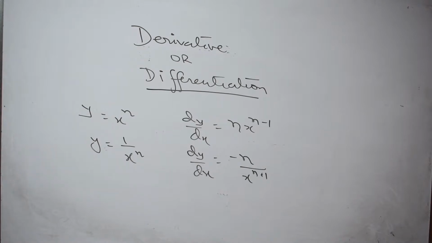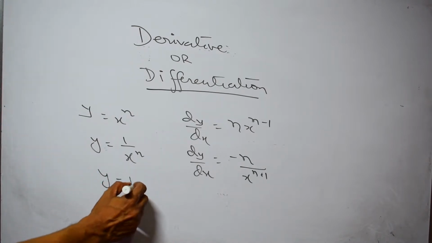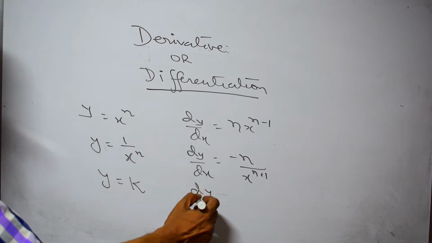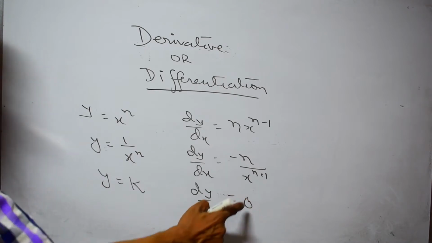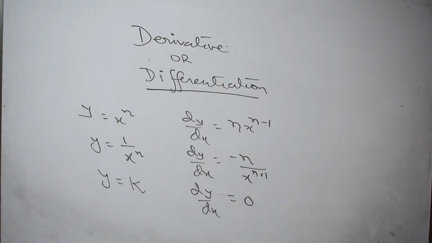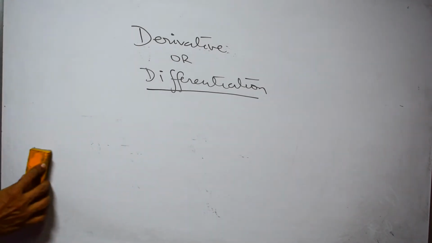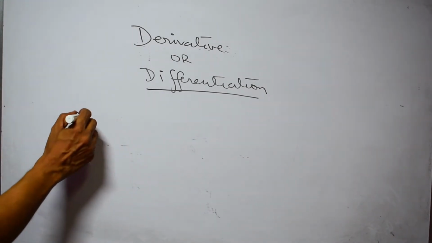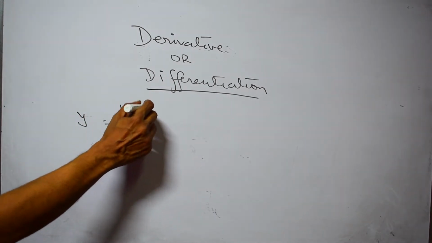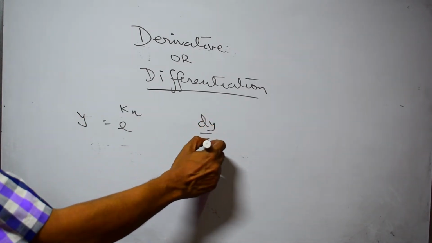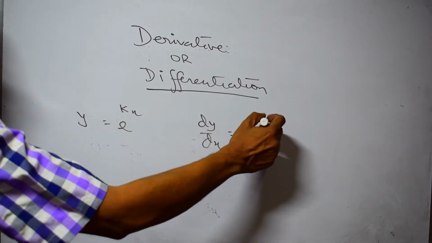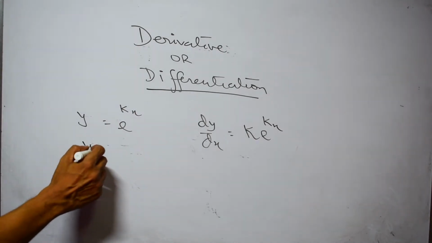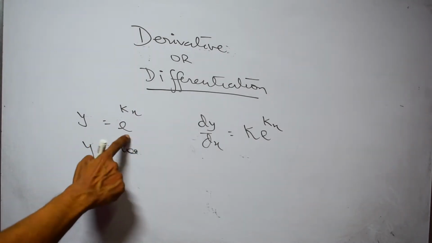Next we have any constant. If y is any constant fixed value, then dy dx will be 0. So the derivative of any constant is always 0. Next we have the derivative of exponentials. If y is equal to e to the power kx, where k is a constant, then dy dx is k e to the power kx.